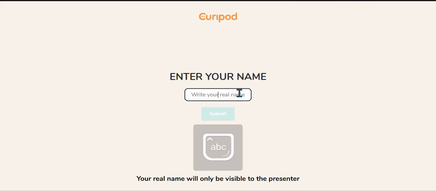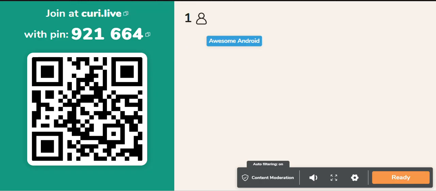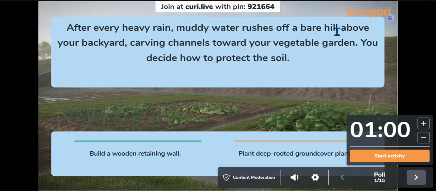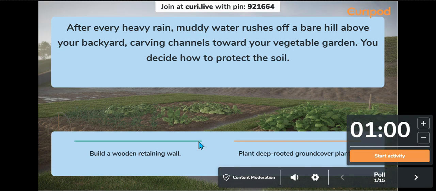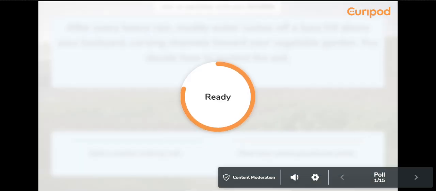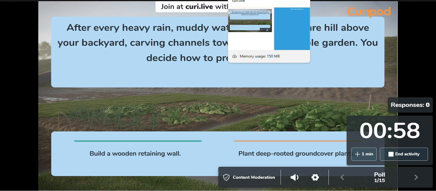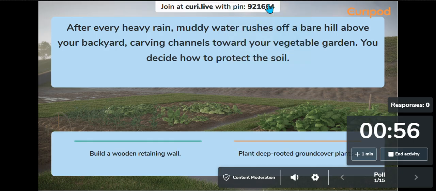We're going to do erosion today. So after every heavy rain, muddy water rushes off a bare hill above your backyard, carving channels toward your vegetable garden. You decide how to protect the soil. Your choices are: build a wooden retaining wall, or plant deep-rooted ground-cover plants.